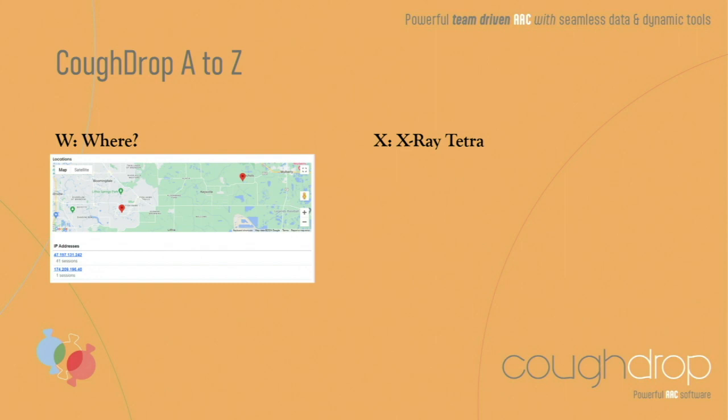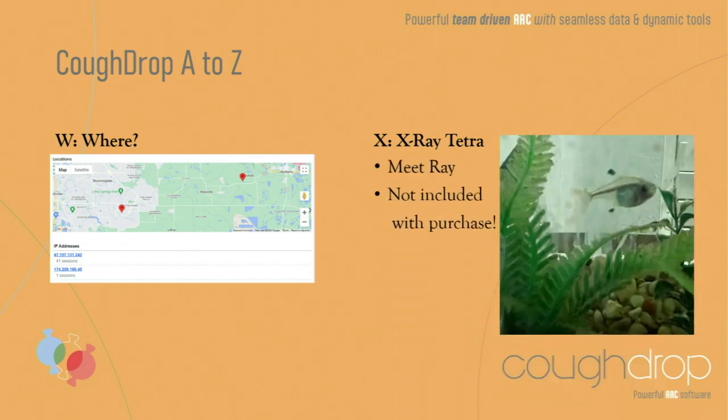Okay, going really fast. We got X. Honestly, I couldn't come up with anything. So this is Ray. We had Max and Ray. Unfortunately, Max didn't make it, but this is Ray. He's an X-ray tetra. You cannot get him with CoughDrop. But X was a hard one to fill.